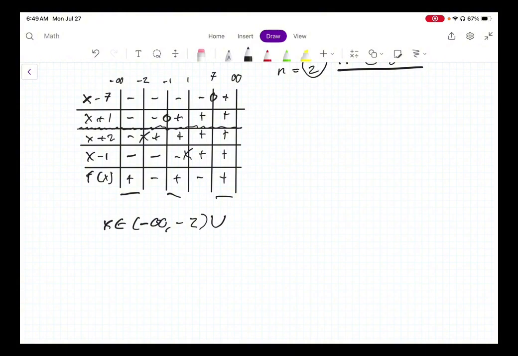Then we're going to have union negative 1 inclusive, because that's going to be a 0, and we're going to do 1 exclusive, that's another vertical asymptote, union 7 inclusive, infinity. And for infinity, you always use a round bracket because you're never going to actually equal infinity. And that's our final answer.